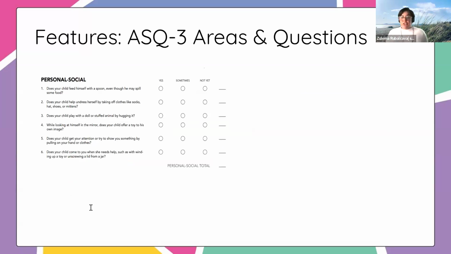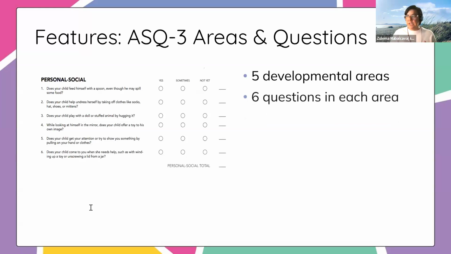So now we get into the meat of it, right? The developmental areas, those 5 domains, and then the questions. So there are 5 domains, and every domain has 6 questions in all of those 5 areas. So there's going to be 30 questions, and these are all going to be scored, right? Depending on how the family answers these questions, we're going to assign a numerical point value. 5 areas, 6 questions in each area.